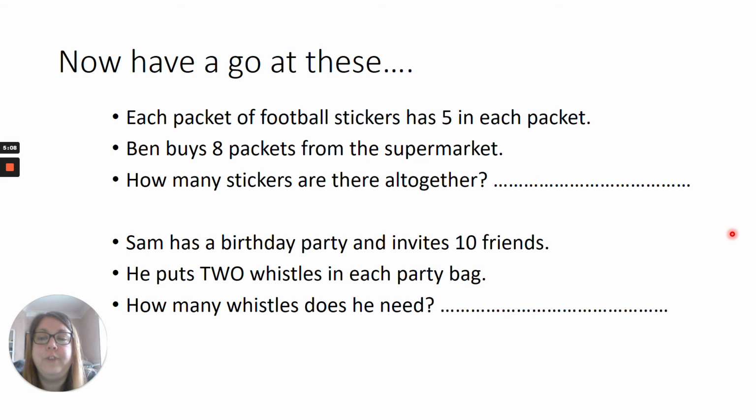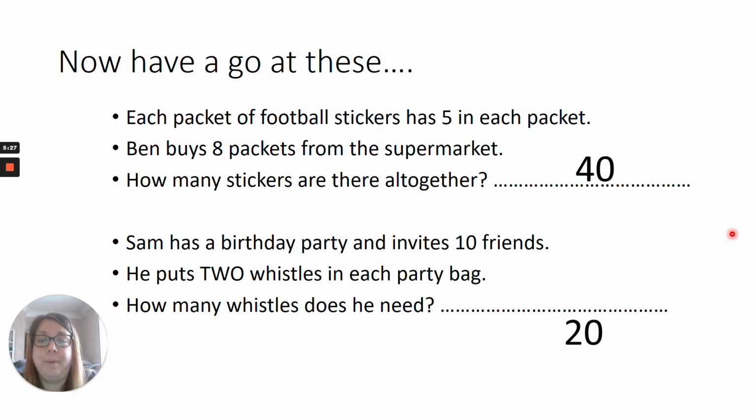Right, again, read these to yourself and then have a go at working them out, and then the answers will come on when you're ready. Pause the video, off you go. So each pack of football stickers has 5 in it, and Ben buys 8 packs, so that's 8 times 5, which is 40.